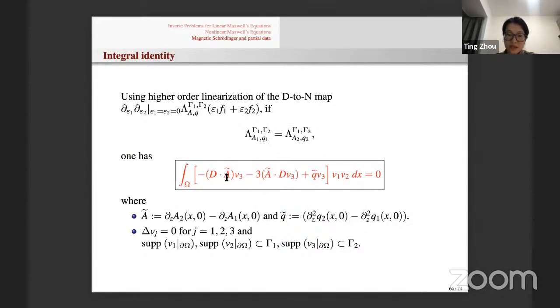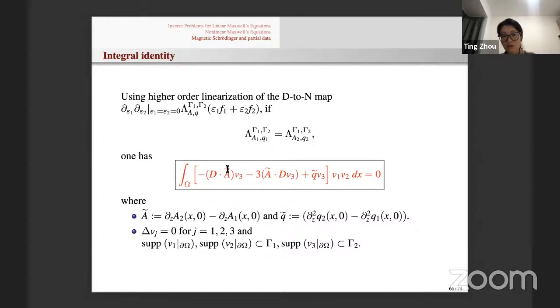But with the magnetic potentials, you have these two extra terms. So that's something people haven't done, and part of the novelty of this work is the joint work with Professor Rui Lai from University of Minnesota. Okay, so we look at this integral identity.